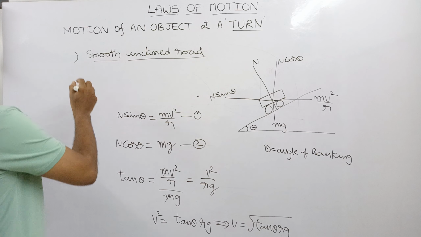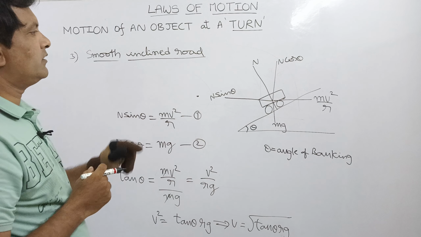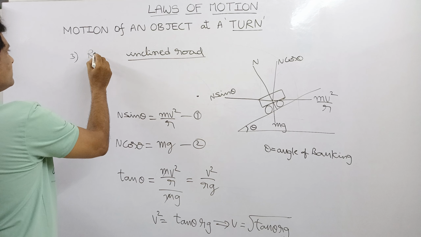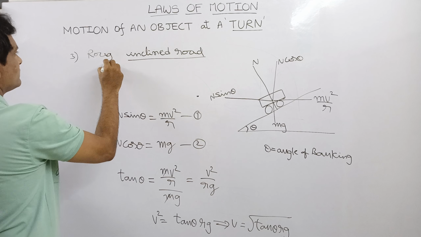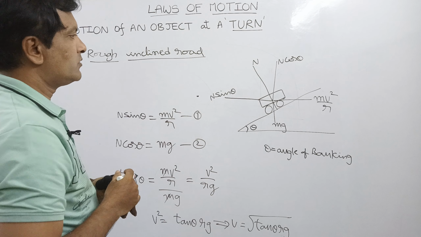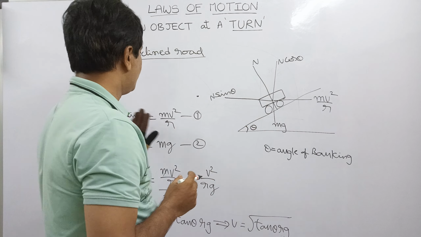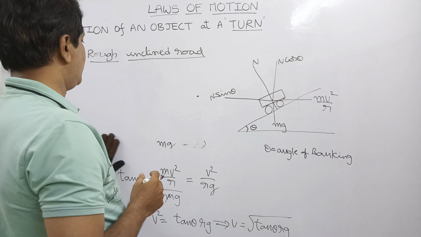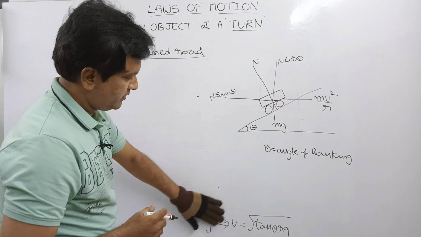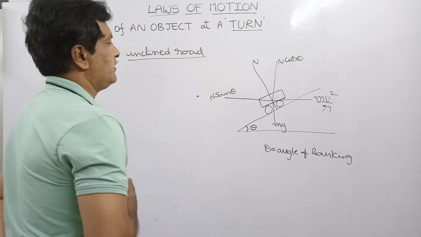The third case will be a rough inclined road. So we'll change smooth to rough. Rough inclined road. So the same will be applied here, but the only difference is here the friction will be taking part in our calculations.